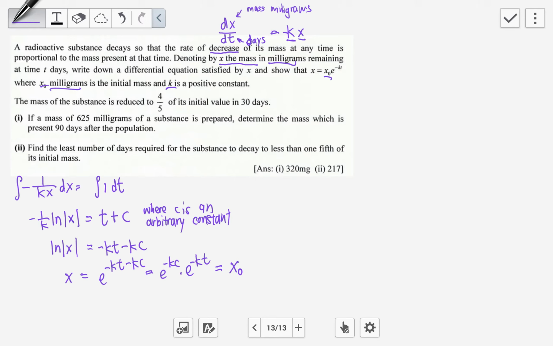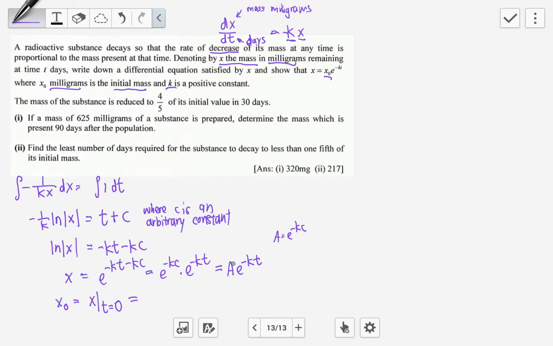So I'll just let this constant be x naught. Actually, no, at first we cannot assume that the constant is x naught. So I'll just let it be a, where a equals e to the minus kc, so x equals a e to the minus kt at this moment. It is said that x naught is the initial mass, that means x naught equals x when t equals 0. Initial means when time equals 0.